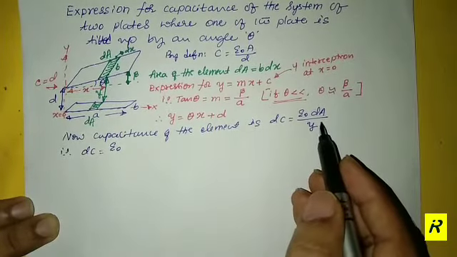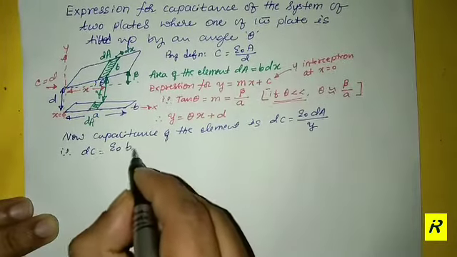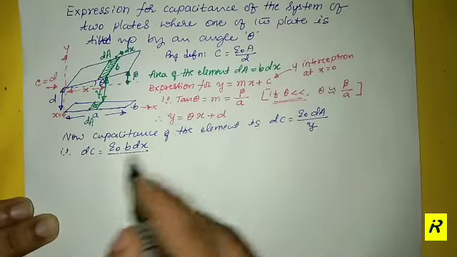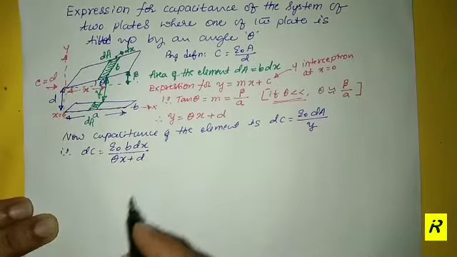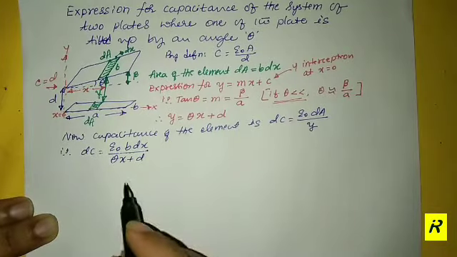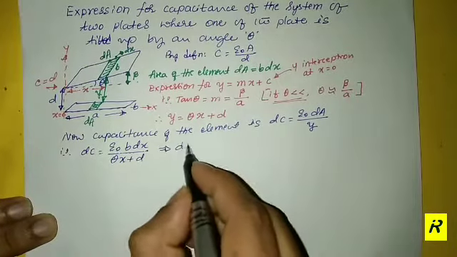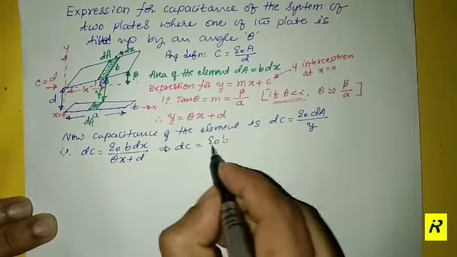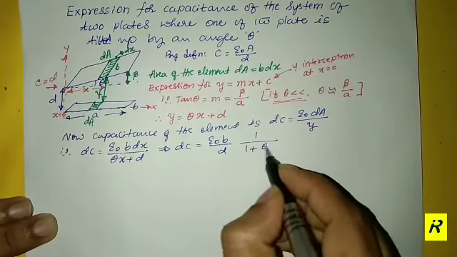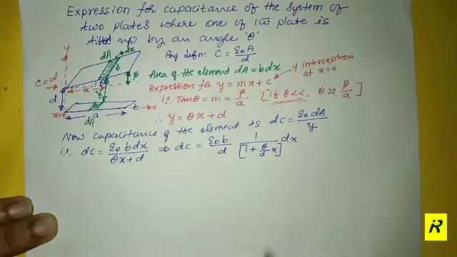What actually dA is? dA is already written somewhere here, which is b dx, divided by y. What actually y is? Y is this much, which is theta x plus d. Otherwise I can rewrite this in a different way. Now I simply take out the term d for simplicity. Otherwise I write it like this, epsilon O b divided by d, and here it is 1 divided by 1 plus theta divided by d into x. This is how we can rewrite, multiplied by dx.